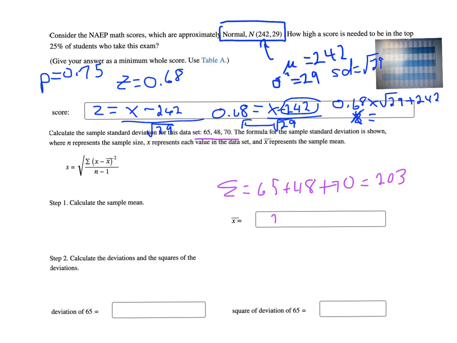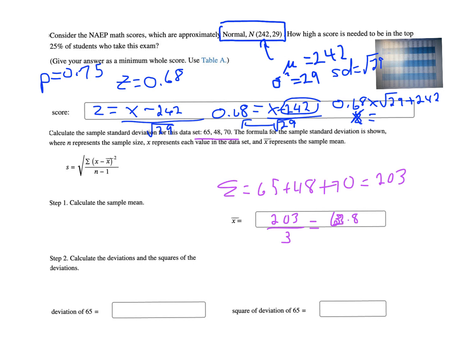And for a mean, we just take that total and divide by how many numbers we have, which is 3. And so that's going to come out to 63.8 or something like that. I don't have a calculator here in front of me.